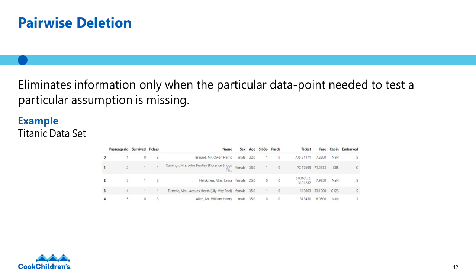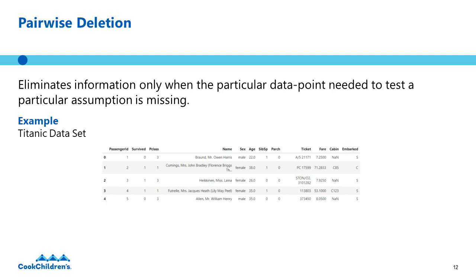All right, the next method or technique is pairwise deletion. Pairwise deletion eliminates information only when the particular data point needed to test a particular assumption is missing. So if there are missing data elsewhere in the data set, the existing values are used in the statistical test. In the example earlier, if you were not including Cabin, then significantly more of the records would be retained. Since pairwise deletion uses all of the information observed, it preserves more of the information than listwise deletion, which may delete the case with any missing data.